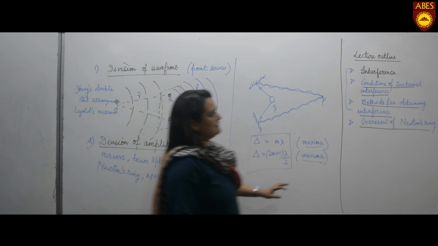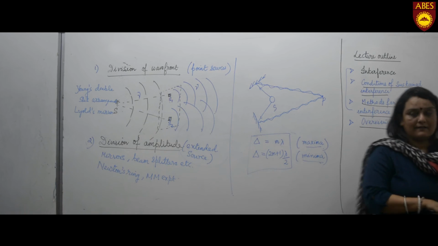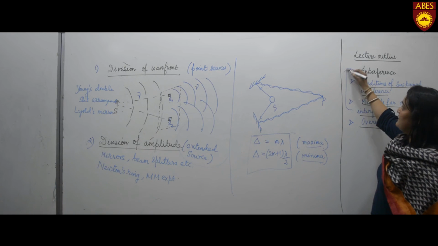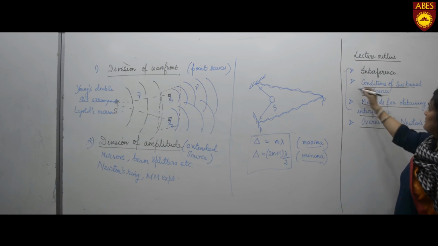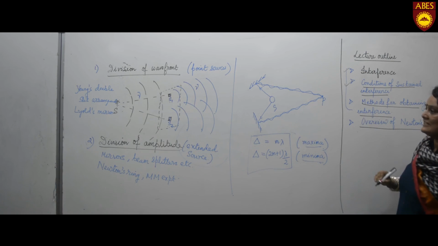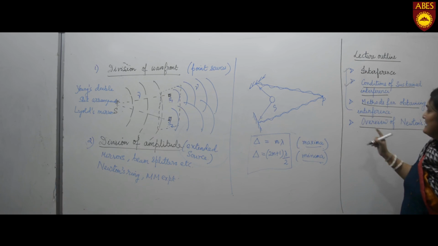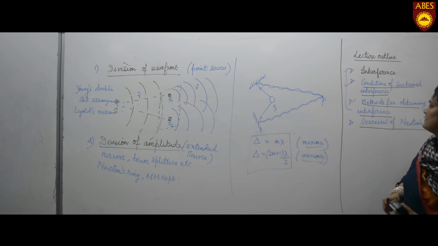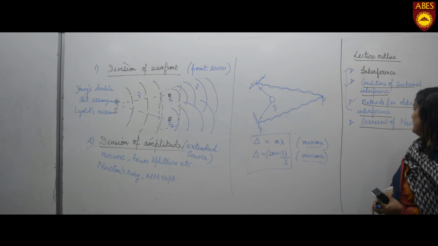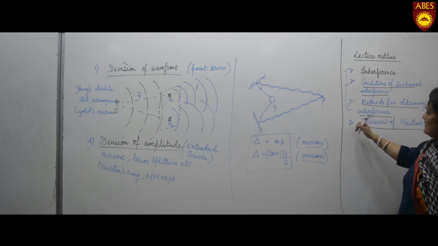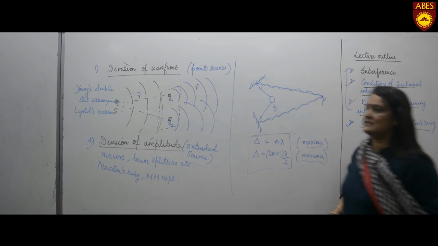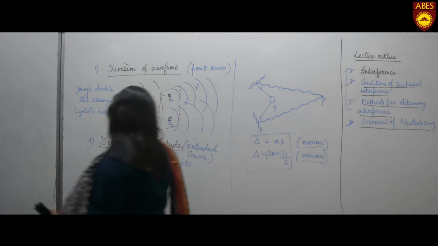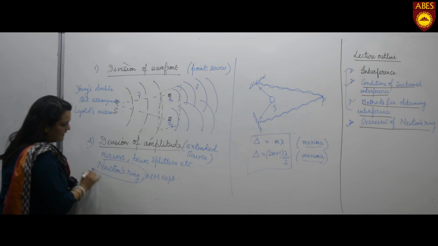Till now we have covered these topics. What is interference all about? We know now what are the conditions necessary for sustained interference. We have also discussed the methods for obtaining interference. Now in our next lecture, we'll move to have an overview of our special condition which I have highlighted as Newton's ring.